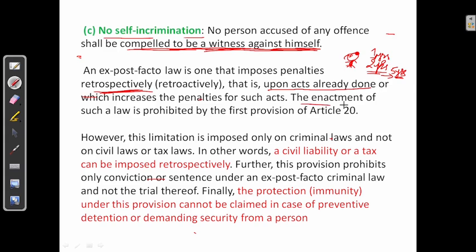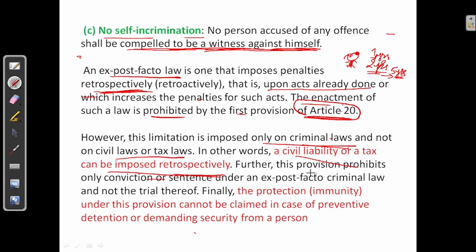The enactment of such a law is prohibited by the first provision of Article 20. This earlier ex post facto law was retrospective, and this was prohibited by the first provision of Article 20. Next, this limitation was imposed only on criminal laws and not on civil laws or tax laws. That is, civil laws or tax laws can be imposed retrospectively, but criminal laws are not imposed retrospectively.